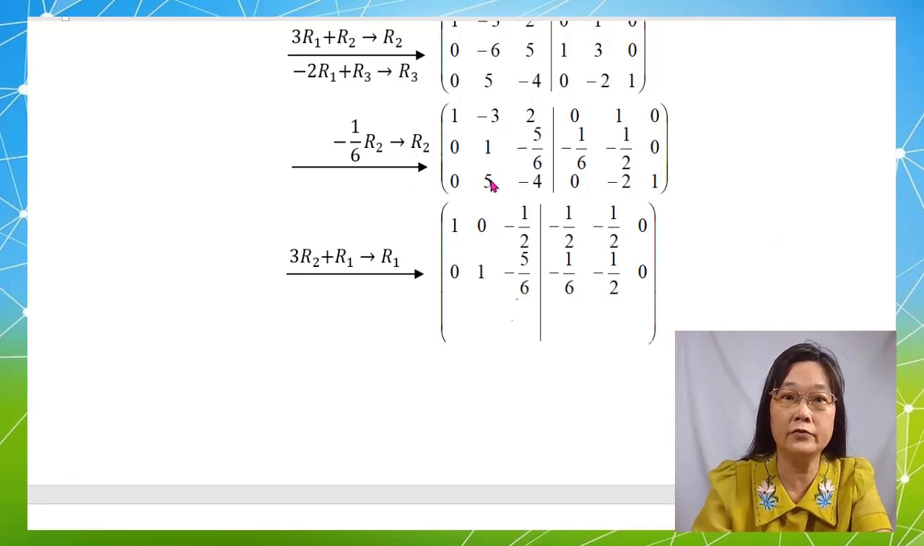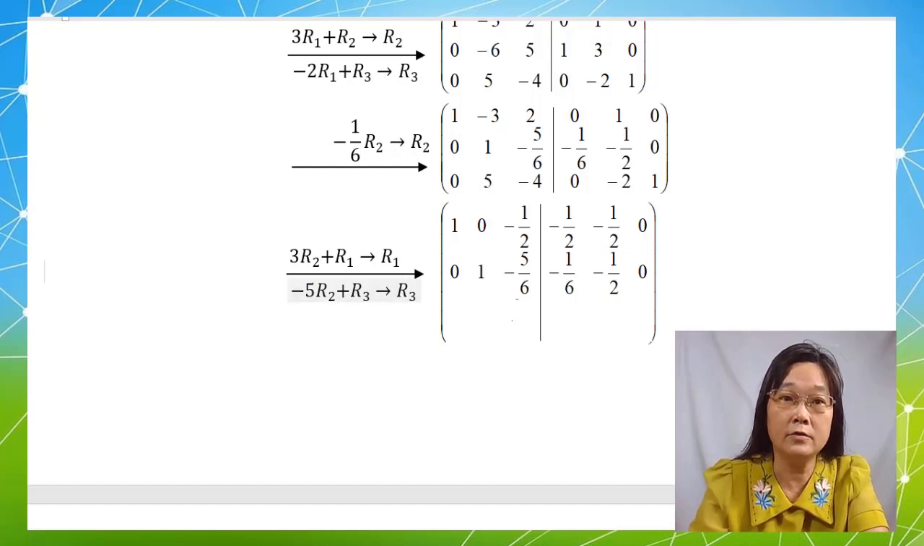Now we go to row 3. In order to change 5 into 0, we need a negative 5. So we can get the negative 5 from row 2, where row 2 times negative 5 add into row 3 in order to get the target element into 0. So now here the suitable operation is negative 5 times row 2 and add into row 3.